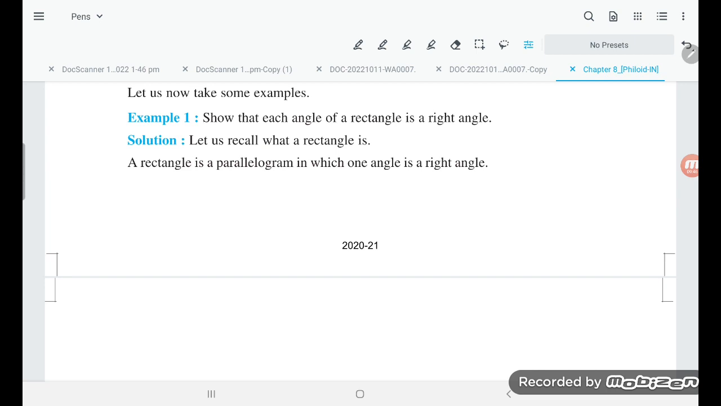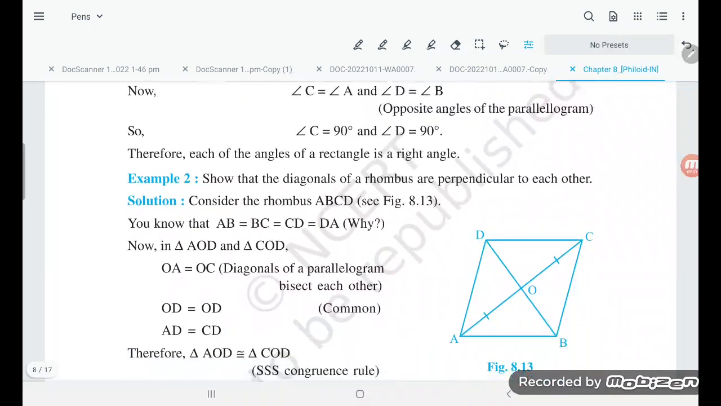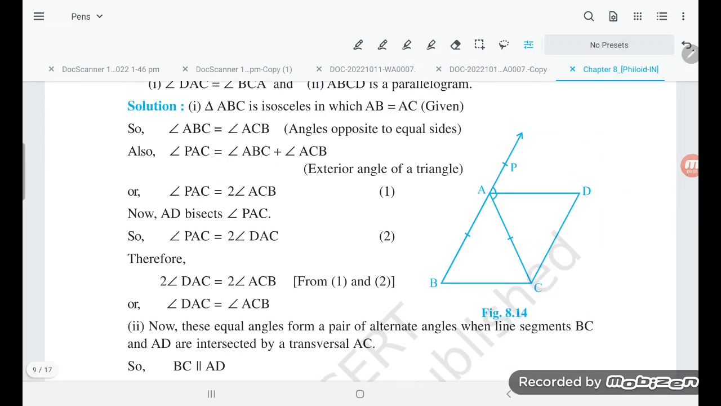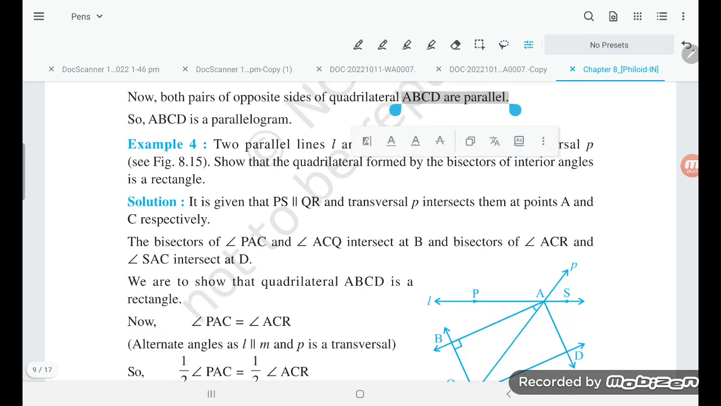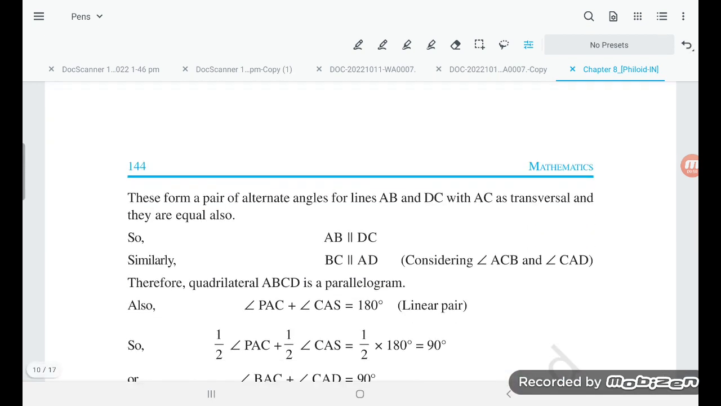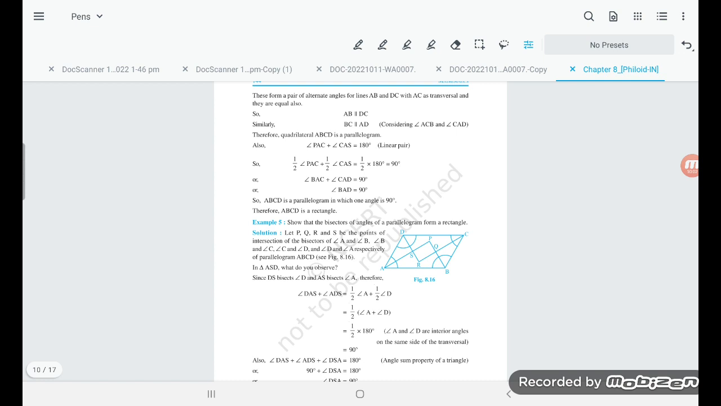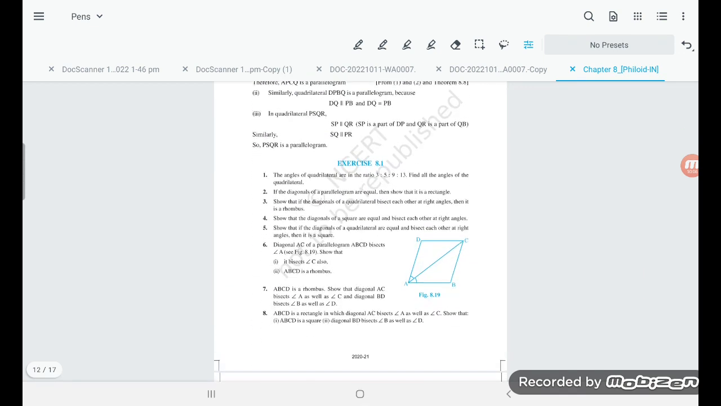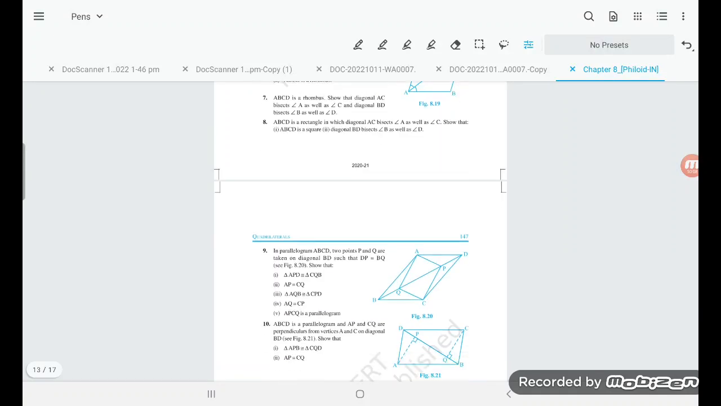So that each angle of a rectangle is a right angle, that we have to prove. Now we are going for exercise 8.1.